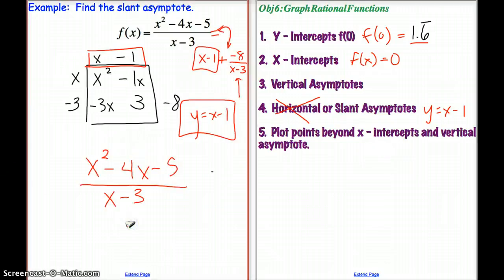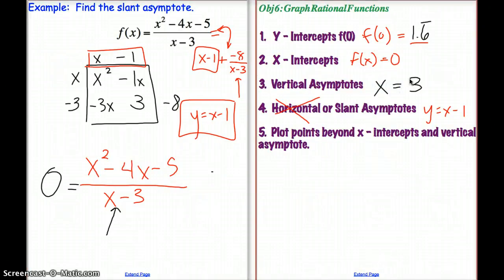X-intercepts occur when the function is 0. Taking a look at this function, I'm wondering when it's 0. It will never be 0 if the bottom's 0. Remember, the bottom being 0 will create an asymptote, and it's going to be a vertical. So why don't we record that now? X cannot equal 3, so that will be an asymptote. It may, in fact, be a hole. Remember, the only way to decide if it's a hole is if I factor the numerator. So I'm going to factor the numerator to see, hey, is there going to be a hole here? And if so, I want to write that down.